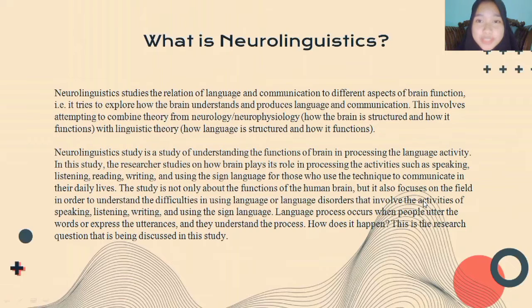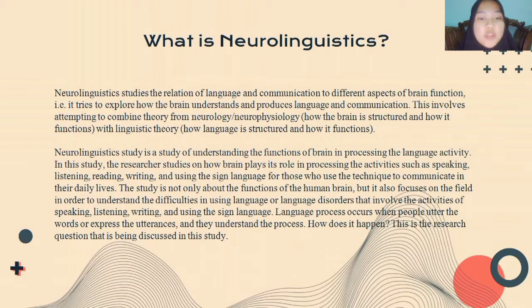What is neurolinguistics? Neurolinguistics studies the relation of language and communication to different aspects of brain function. For example, it tries to explore how the brain understands and produces language and communication. This involves attempting to combine theory from neurology or neurophysiology with linguistic theory.